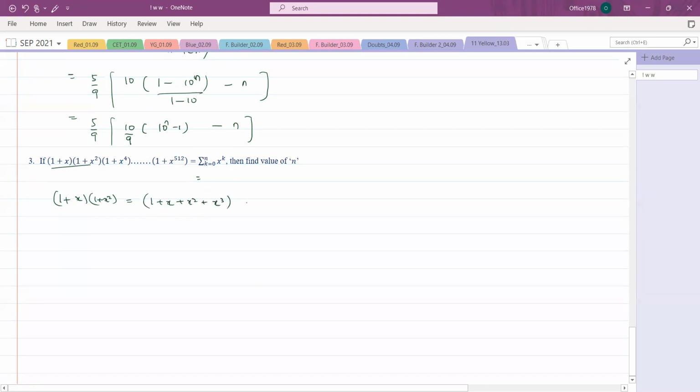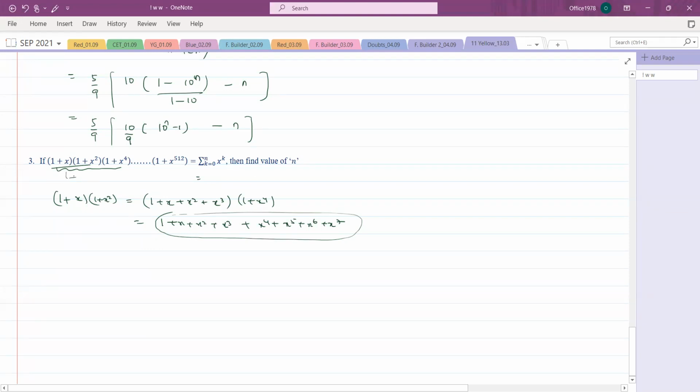Yes. If you multiply 1 plus x raised to 4 here, then with 1 you will get 1 plus x square plus x cube. Multiplying with x power 4, you will get x power 4 plus x power 5 plus x power 6 plus x power 7. Am I correct? Each and every term has a power of x. So when you multiply these three terms, what about your highest degree? The question is, what is the highest degree?